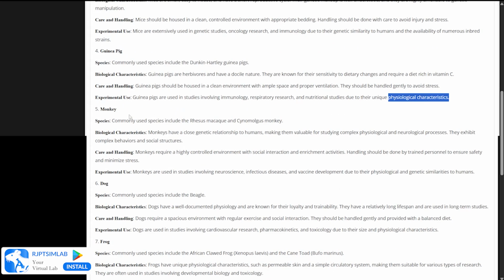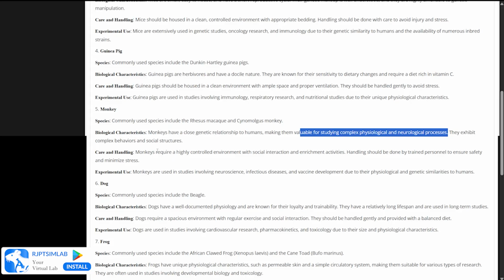Our next animal is monkey. As we know, the species commonly used are rhesus macaque and cynomolgus monkey. The biological characteristics a monkey has are a close genetic relationship to humans, making them valuable for studying complex physiological and neurological processes. They exhibit complex behavior and social structures.